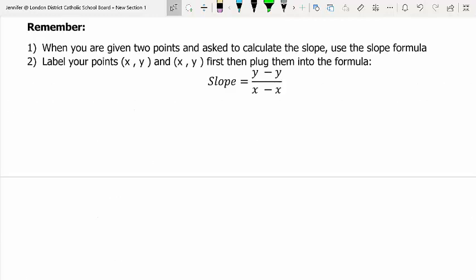So just remember, when you're given 2 points and asked to calculate the slope, use that slope formula method. And then remember to always label your points x1, y1, x2, y2 first. Then plug them into your formula. Slope equals y2 minus y1 divided by x2 minus x1.